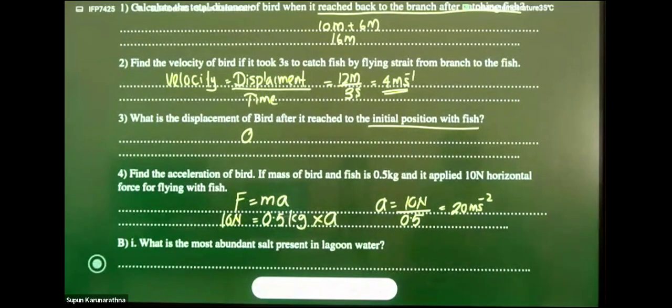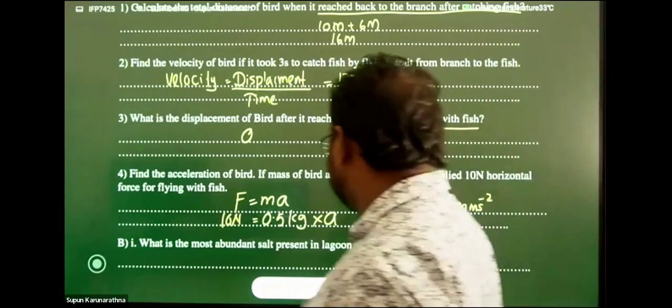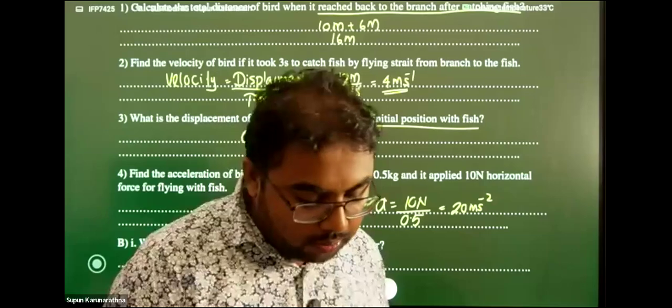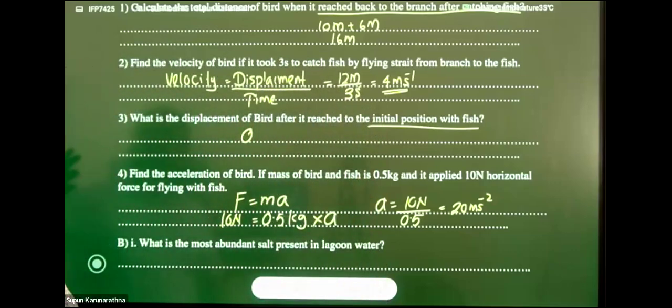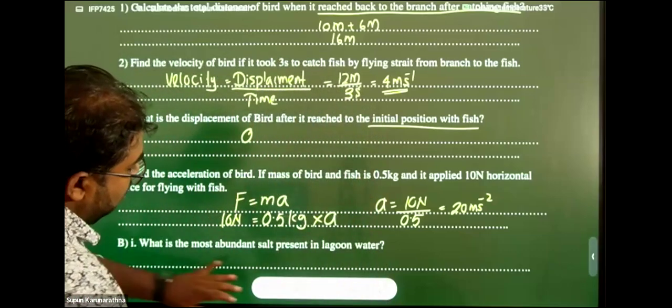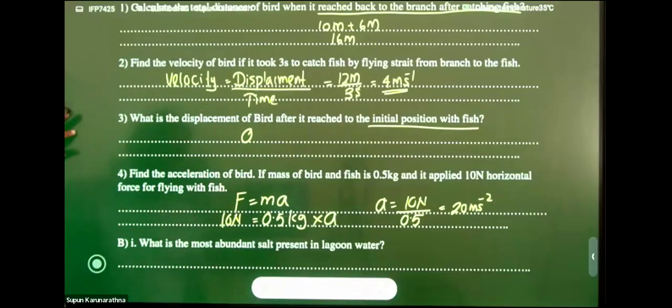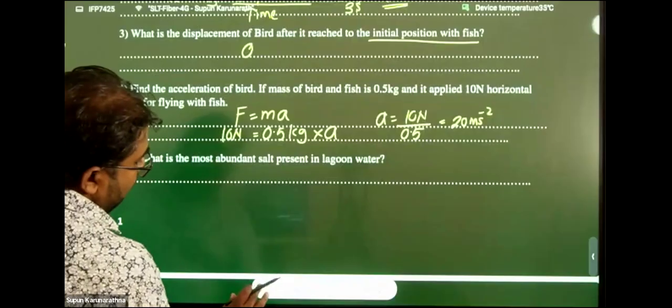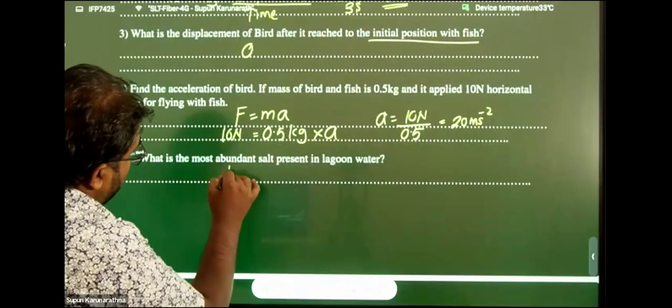Right, okay, come to the next one. What is the most abundant salt present in lagoon water? Right, question is good. What is the most abundant salt present in lagoon water? So what do you think? What is it? It's sodium chloride.